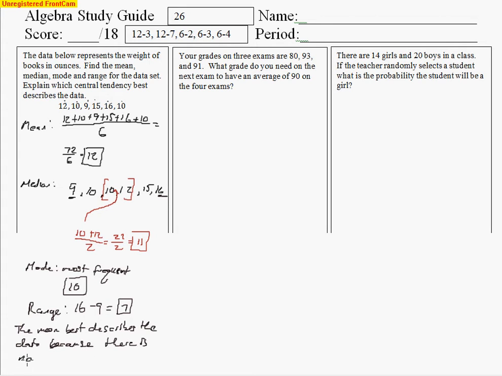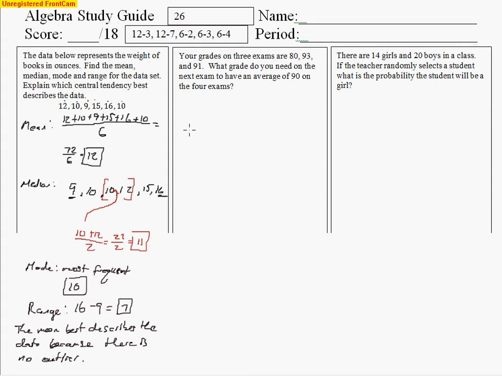If there was an outlier, then I would pick either the median or the mode, depending on the type of situation. Typically, I'd go with the median. The mode I usually pick if I'm looking for the most popular, or if we don't have numerical values, so if it's just maybe A's, B's, and C's.